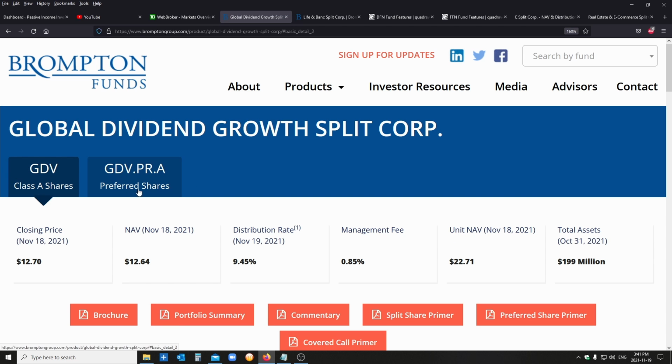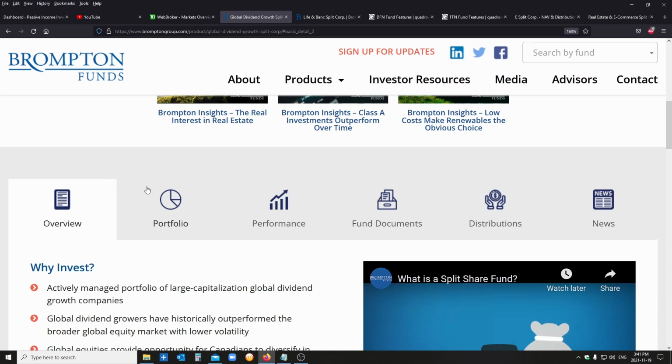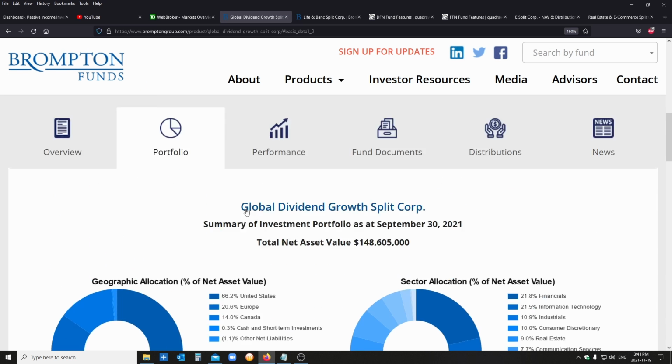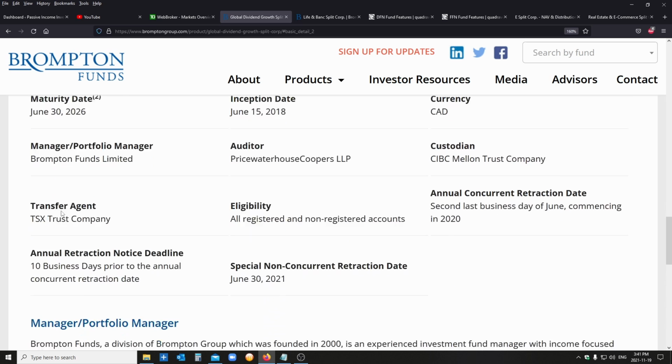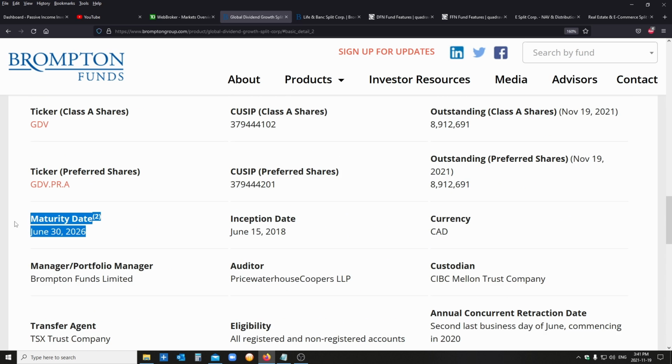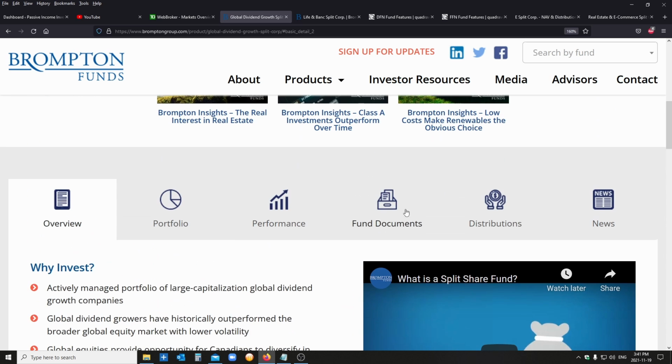You've got Class A shares, preferred shares. You should know what the unit NAV is and where to find it. Always look at what's inside the fund. I'll discuss that in a little bit. And you can also find, of course, the termination dates or maturity dates for each one, and the distributions.